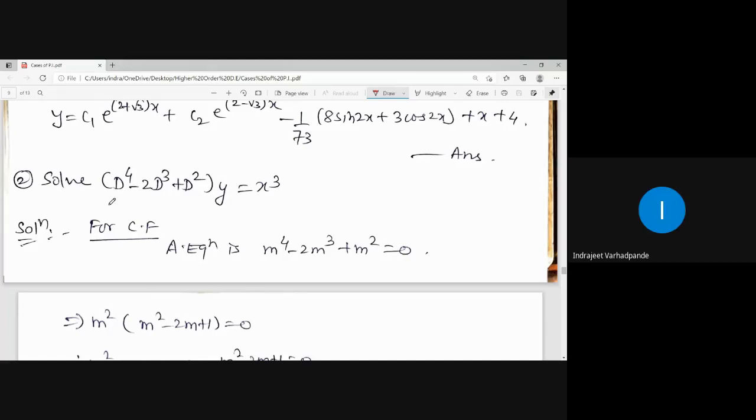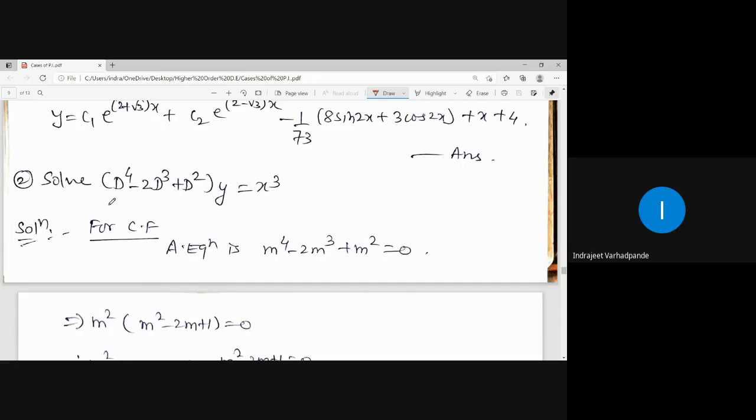The next example is related to case number 3, wherein we have the RHS of the given differential equation as a polynomial in x of degree m. So here the RHS of the given differential equation always appears in the form of x to the power m, where m is a positive integer.